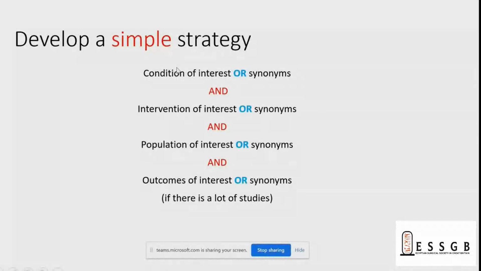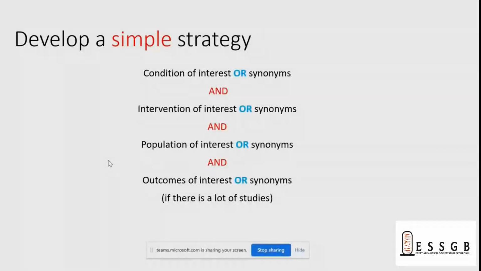So, basically, you develop some keywords based on the PICO format. For example, if your condition of interest is appendicitis and your intervention of interest is laparoscopic appendicectomy, and your population of interest are people who have appendicitis, and then your outcome of interest is, for example, post-operative complications or cost or whatever it is, you can apply it in any specialty in surgery. I just brought the example, or even in medicine.